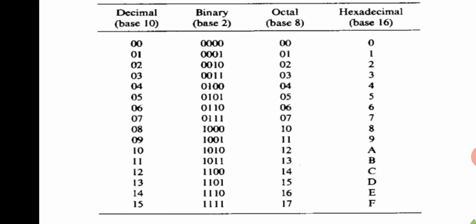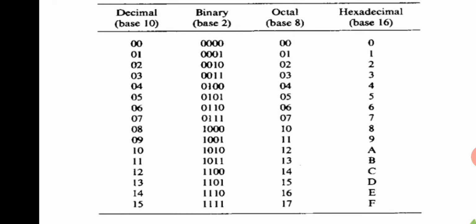But for 8, see, for decimal 8, what is the octal value? They have given 10. Actually, it is not ten, it is one-zero. Remember that. Why 10? Because they have taken 2 positions. 2 positions means, from the right hand side, the position value is 8 to the power 0.